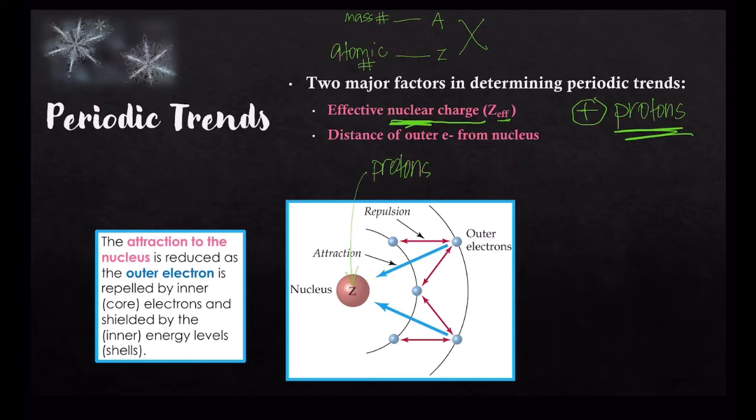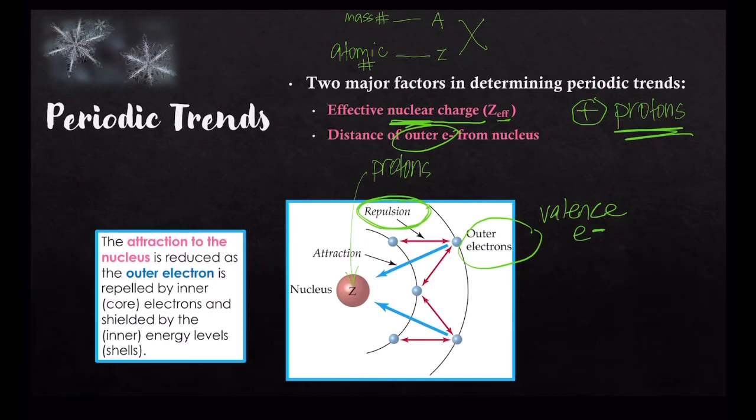The second factor we're going to be looking at is the distance of the outer electrons shown here, also known as the valence electrons, from the nucleus. So in this picture, you can see that the nucleus is exerting an attractive force on the outer electrons, pulling them closer toward it. And that attraction, though, is offset by these repulsive forces.